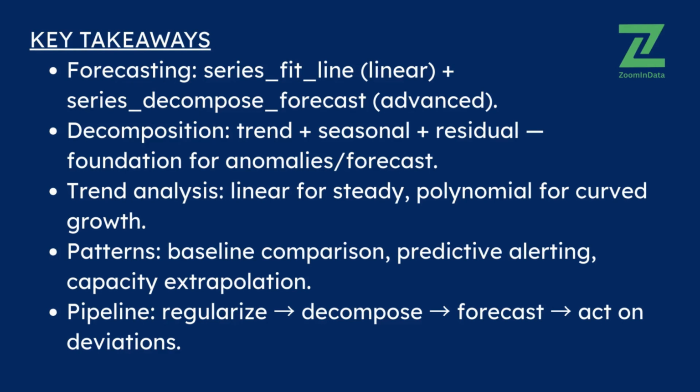Advanced patterns include baseline versus actual deviation, predictive alerting on bound breaches, capacity threshold extrapolation. The full pipeline: regularize with make-series and fill next, decompose then forecast next, act on deviations or predictions. Master these, and you turn historical telemetry into forward-looking, proactive intelligence, essential for production monitoring and capacity management.